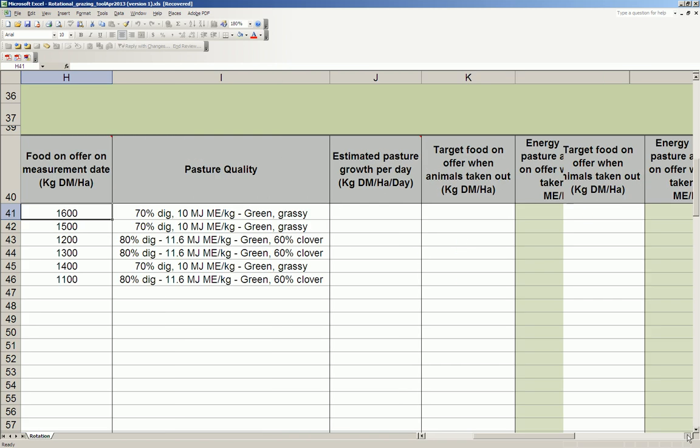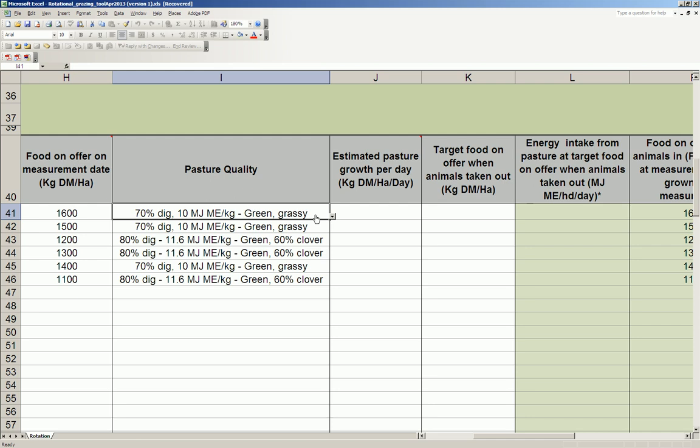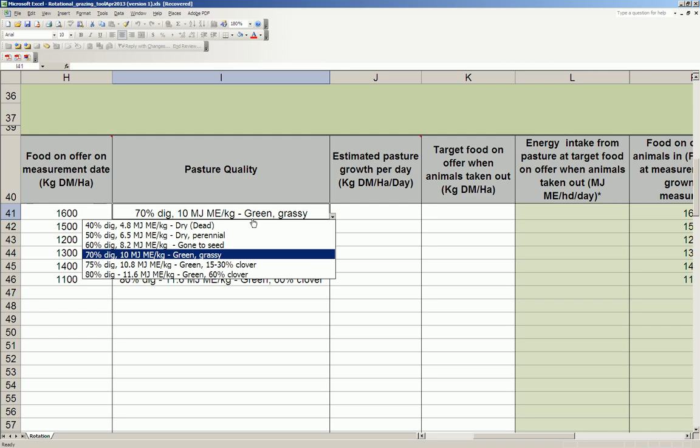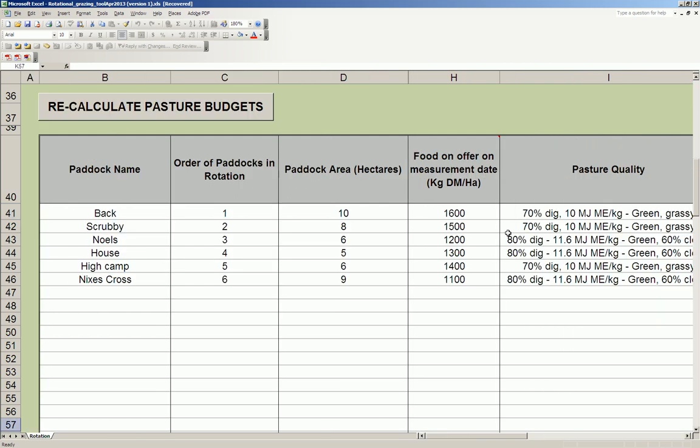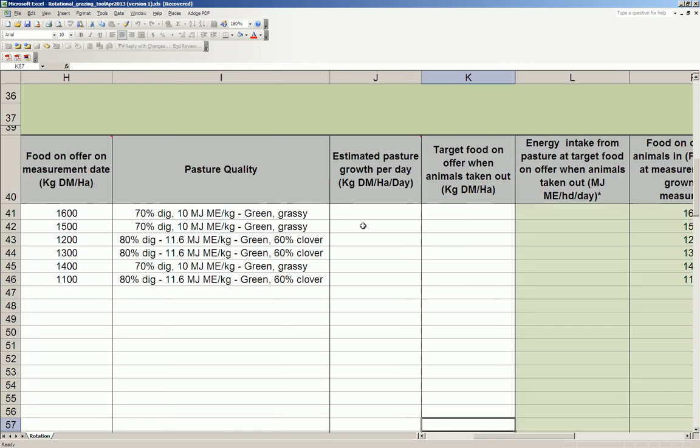Now, the pasture quality. So the pasture quality is the digestibility and energy of the pasture, and you can see here that we've got some descriptions for what type of pastures we might have. So green and grassy versus 60% clover, etc. Okay, so some of my paddocks are better quality than others, so I've got 70% here for back paddock, 70% for scrubby, 80% for knolls, etc.